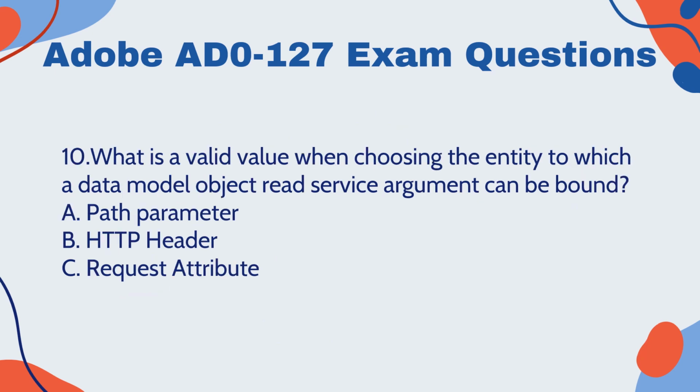10. What is a valid value when choosing the entity to which a data model object read service argument can be bound? A. Path parameter. B. HTTP header. C. Request attribute.